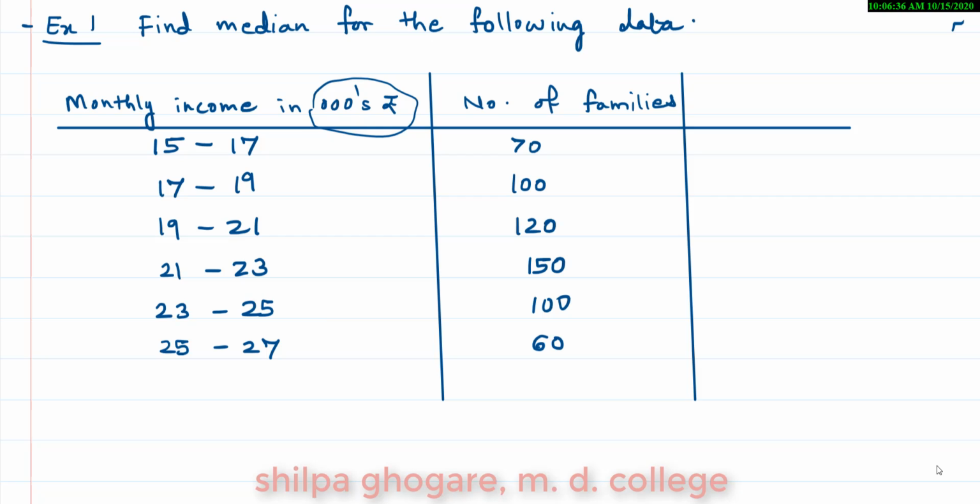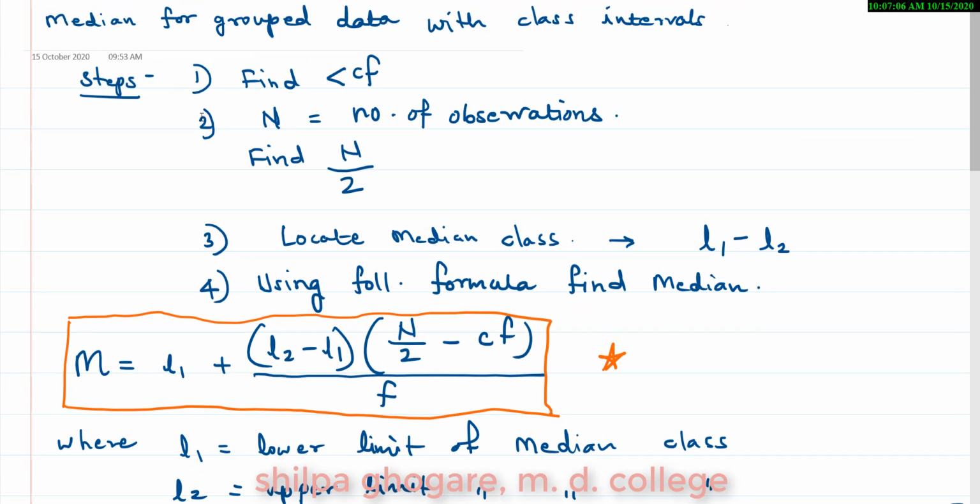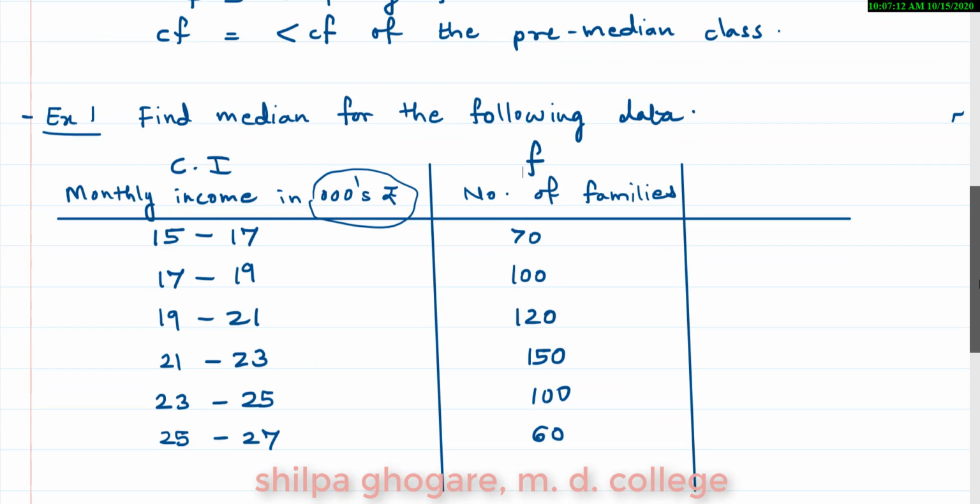So I always say, understand what is what. You must understand that these are the class intervals and these are the frequencies. In the given table, it is not mentioned. It is just mentioned monthly income and number of families. But you understand that in the first column, class intervals are given, and in the second column, the frequencies are given. Now, if you look at the steps, the first step says you have to find the less than cumulative frequency. Let us see how I find it for this table.